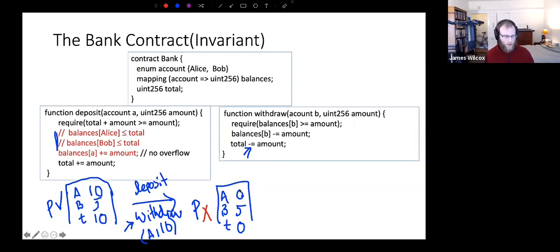Okay, and actually, this is a great example, and the intuition that came from the chat is perfect, because the intuition behind this example is let's find a state that's kind of bogus, right?